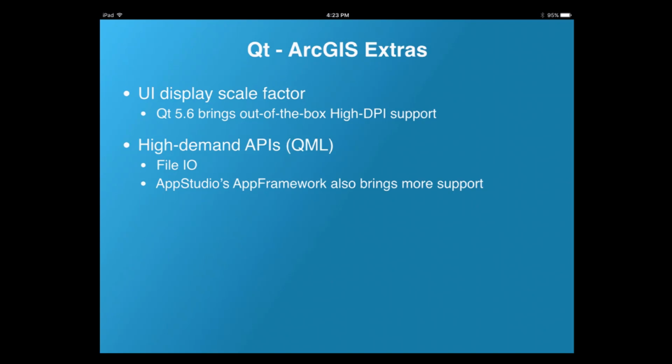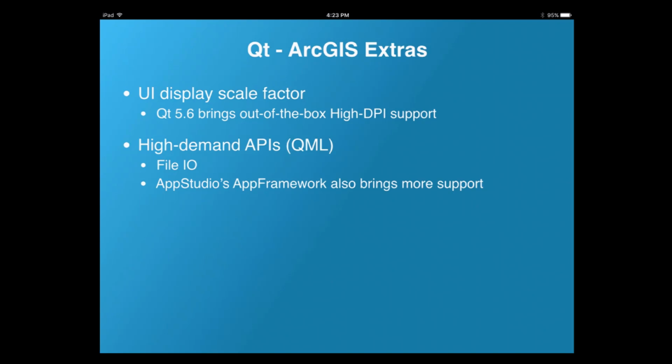Qt's got support for high DPI at their 5.6 release, but it doesn't really work too well on Windows, because it sort of rounds the scaling to the nearest integer, and that doesn't work too well on fractional UI. High DPI APIs, file I/O. That's one of the ones that we have to actually expose to QML because it's not available.